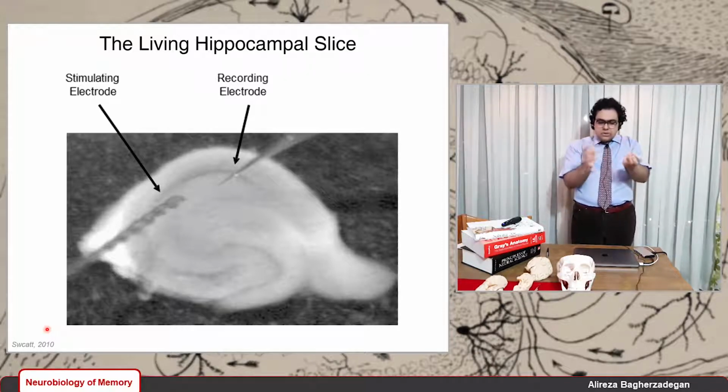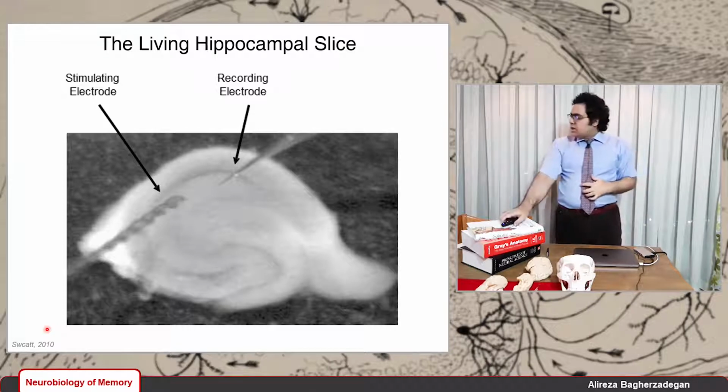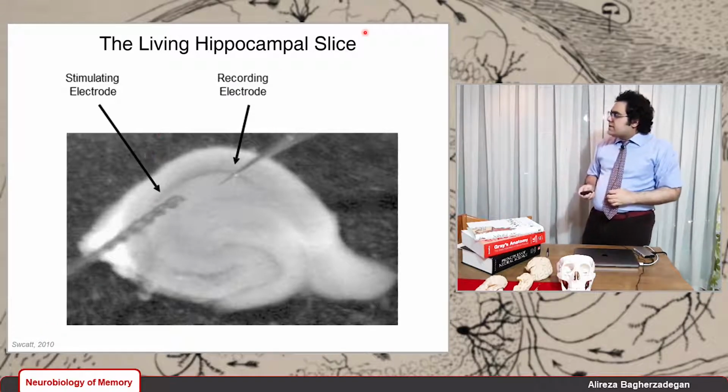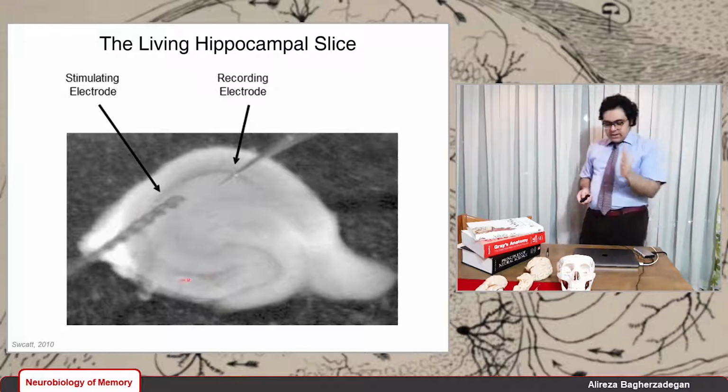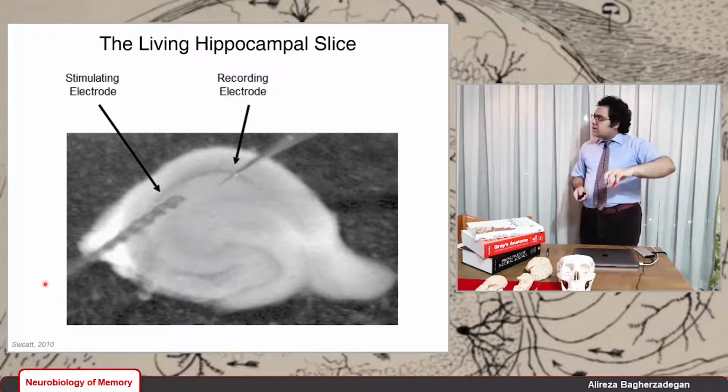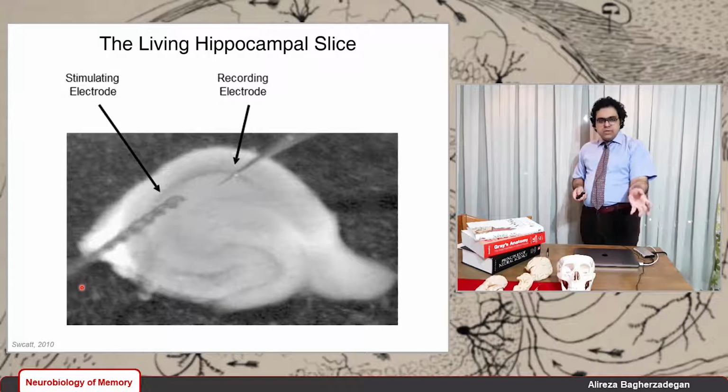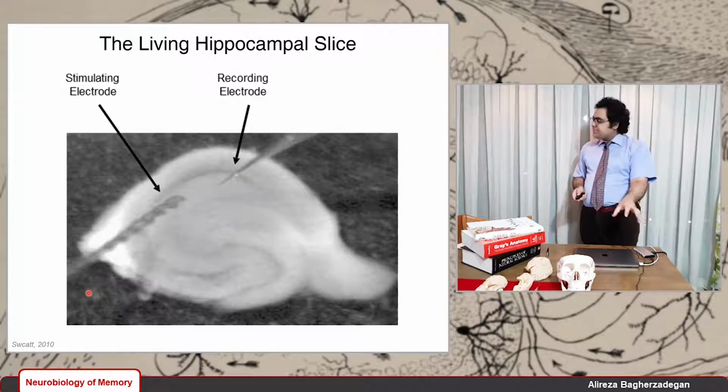and how they work on that connectivity. So this is a living hippocampal slice. After killing the animal, the brain is preserved in a very special medium that has all those things to keep the brain alive.